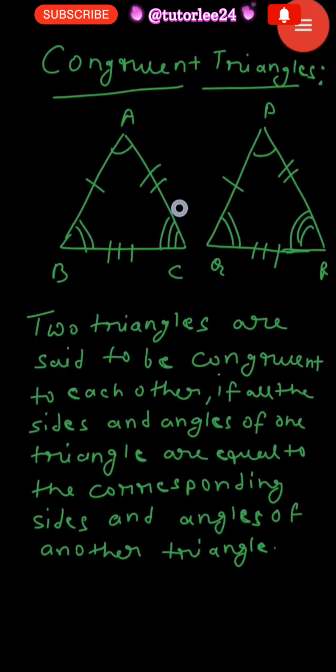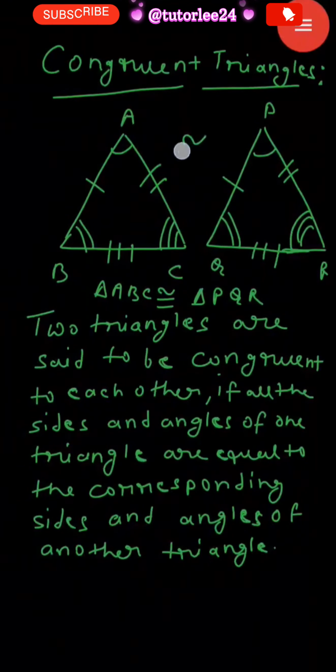And for congruency, we use one symbol. Suppose triangle ABC and triangle PQR are congruent. So how will we represent this? We will write triangle ABC, and for congruency we use this symbol, congruent to triangle PQR. So this symbol we will use for congruency. In place of this, we can write "congruent to" also. So this is the symbol we use everywhere.